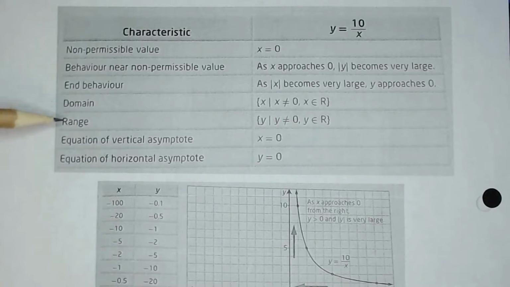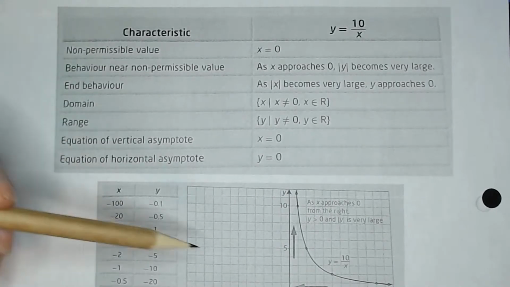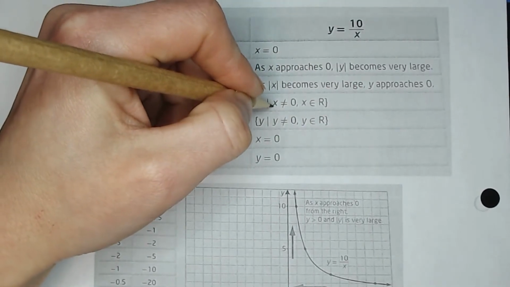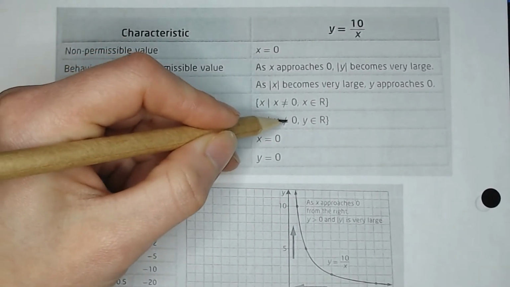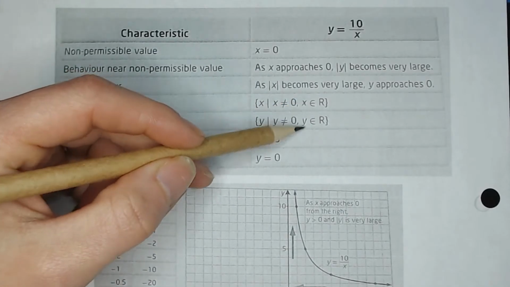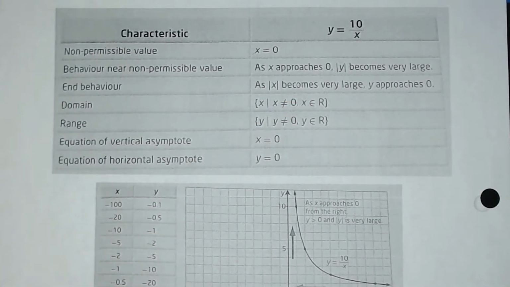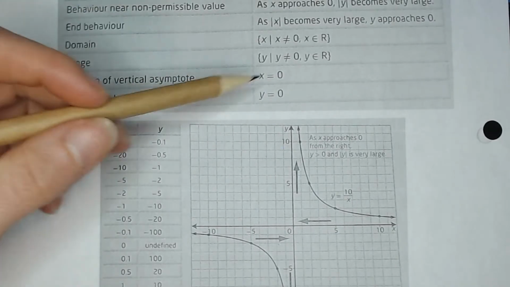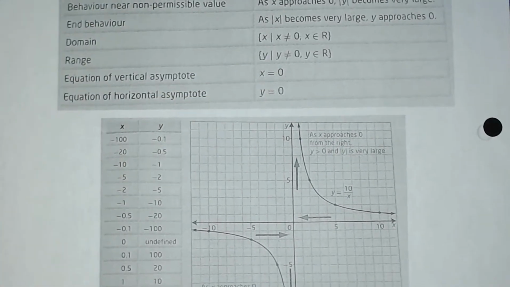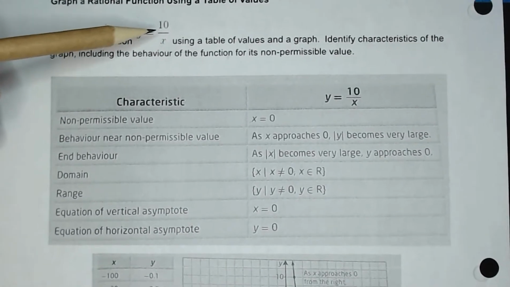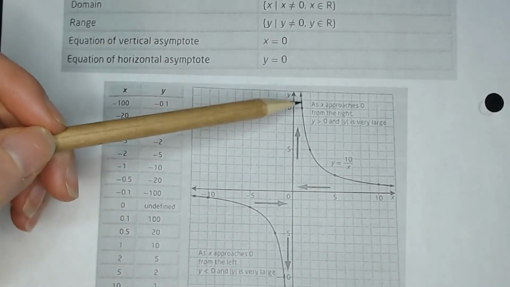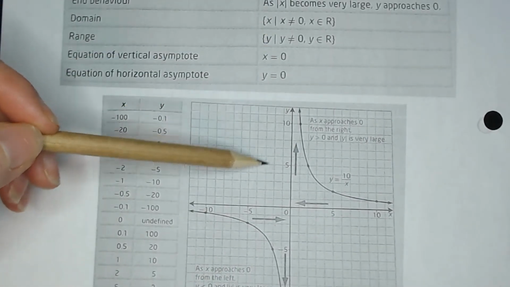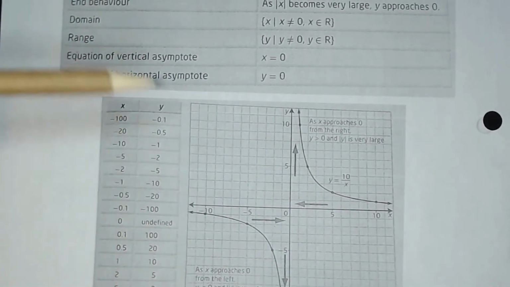You can give your domain and range. It says it right here, x cannot equal 0 and y cannot equal 0, and then it includes all other values except that 0. The equation of the vertical and horizontal asymptotes is x equals 0 and y equals 0. So this is a positive function. We know that it will show in quadrants 1 and 3. If there was a negative symbol, you'd have it in 2 and 4, but it's not.